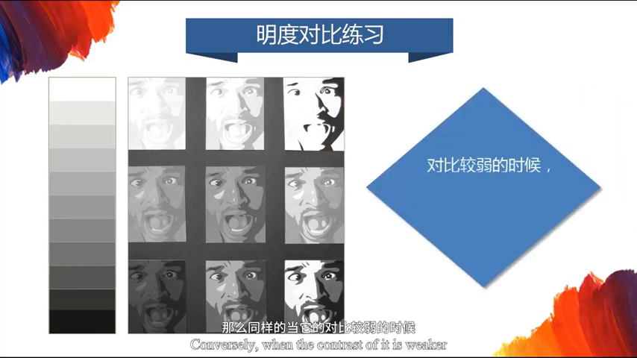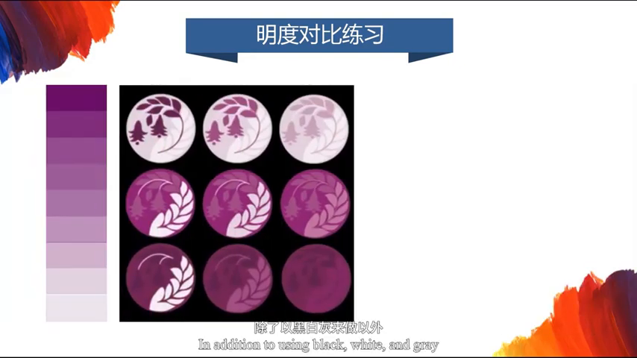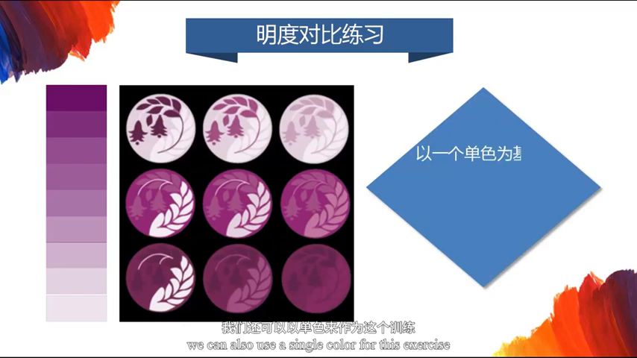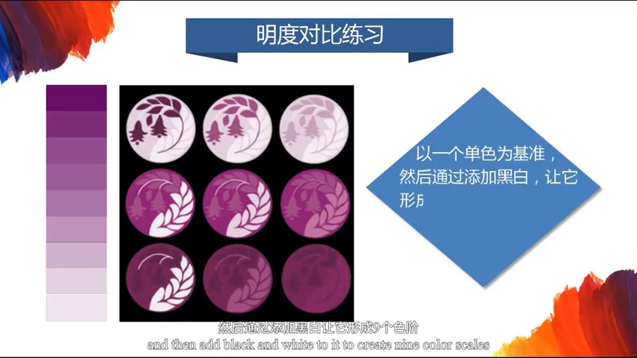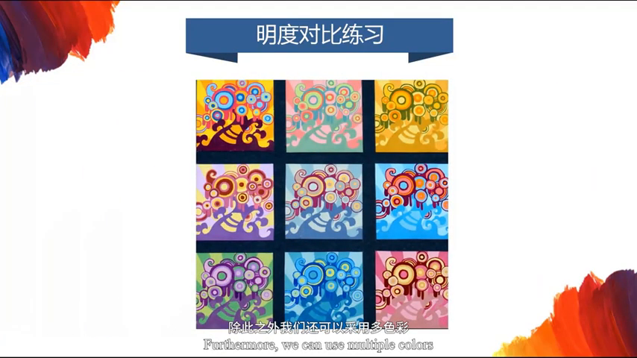Conversely, when the contrast is weaker, the image tends to appear more blurred in its layers, but also more delicate. In addition to using black, white, and gray, we can also use a single color for this exercise. Start with one single color and then add black and white to it to create 9 color scales. Then fill them in an image according to these 9 relationships. Furthermore, we can use multiple colors for the exercise based on the 0 level scale and the 9 color scales.